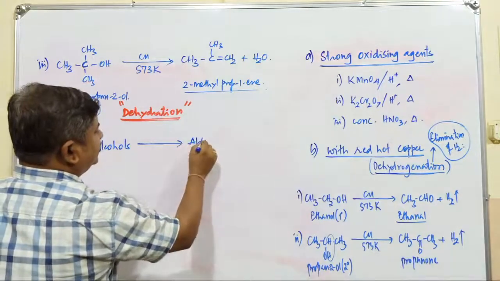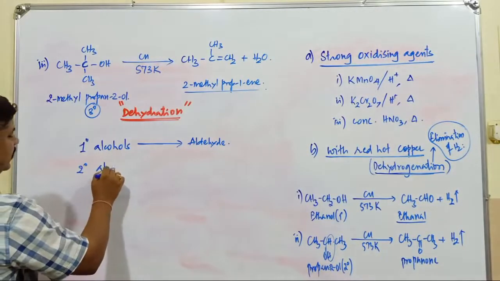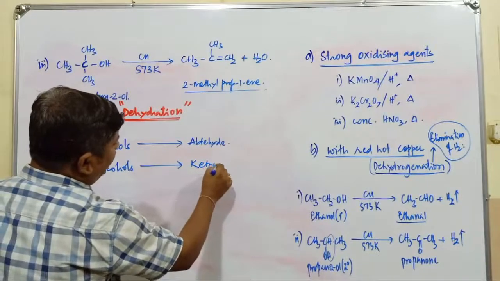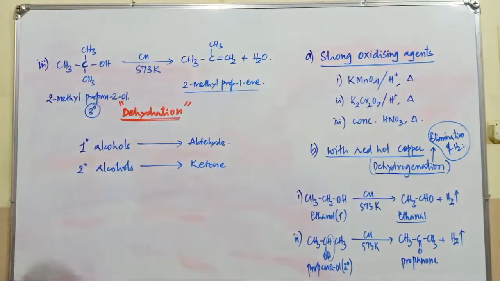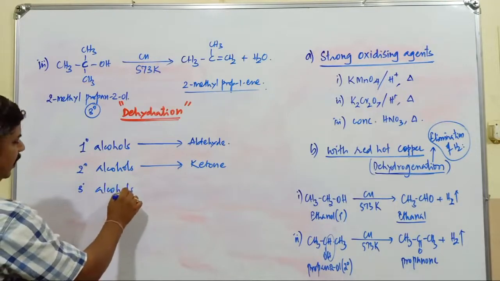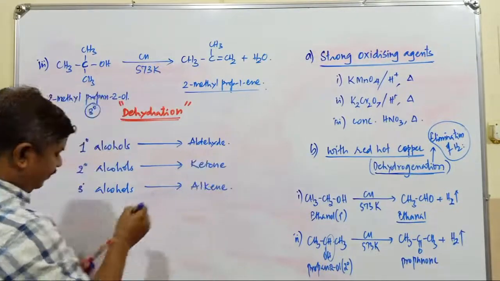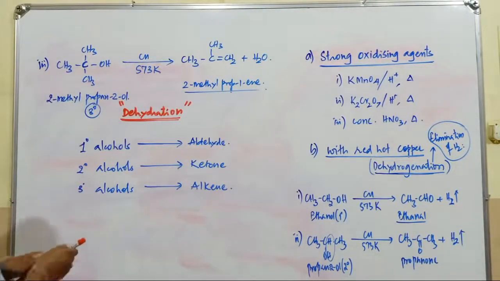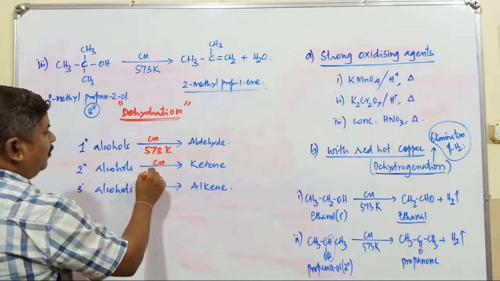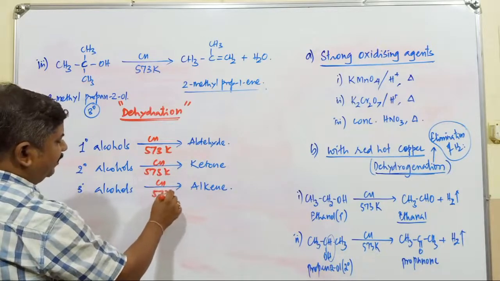Aldehyde. Secondary alcohols convert into ketone containing the same number of carbon atoms, no change in the number of carbon atoms. Tertiary alcohols convert into the respective alkene. What's the reagent here? The reagent is copper at 573 Kelvin.